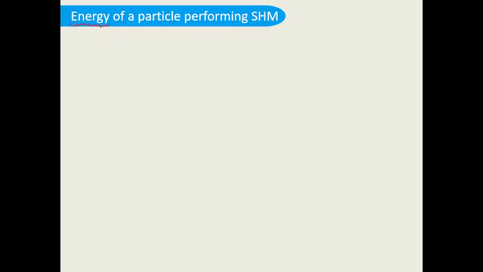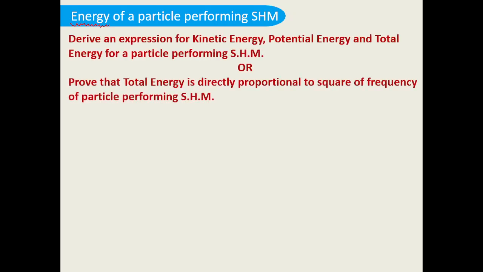The question can be like this: derive an expression for kinetic energy, potential energy, and total energy for a particle performing linear SHM. Or it could be: prove that the total energy is directly proportional to the square of the frequency of a particle performing simple harmonic motion. So we have to ultimately derive the formula for total energy, and in that we will see how total energy is related to what things. One of the things is frequency. We will see that the total energy is directly proportional to the square of the frequency.